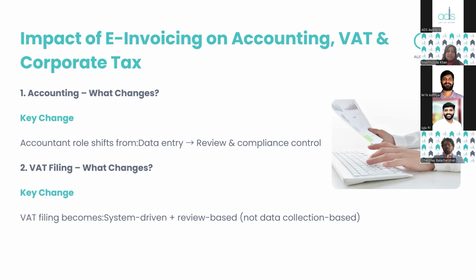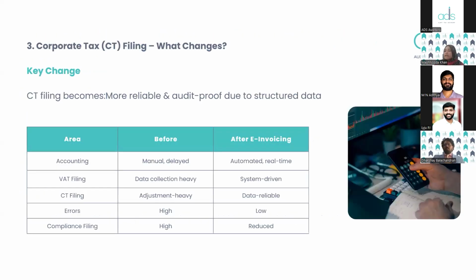So here the role shifts from data entry person to review and compliance control. VAT, what would be the changes? VAT filing becomes more system driven and review based. It's not just data collection; rather, all the details would be extracted directly from the FTA, because the FTA reads all of this which is happening between the supplier and the buyer through the ASP provider. Under corporate tax, what changes would there be? CT will become more reliable and structured data.